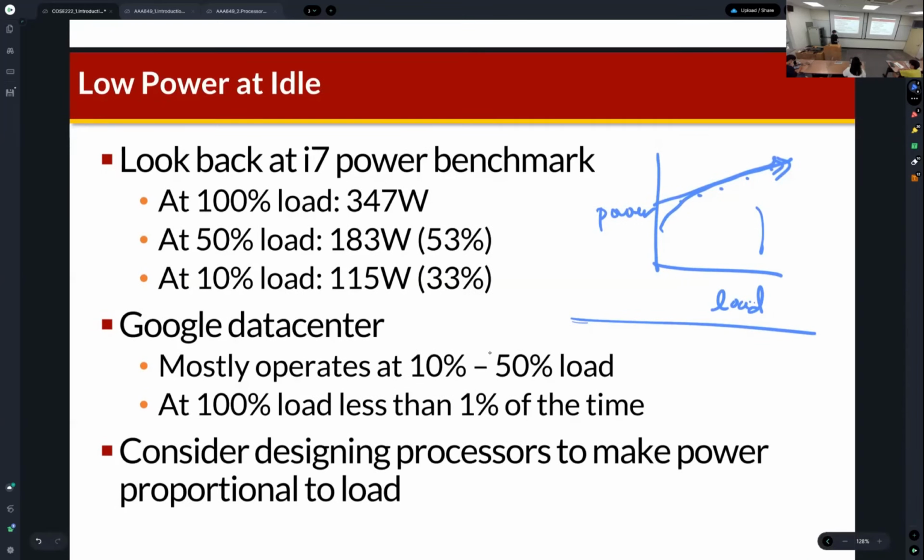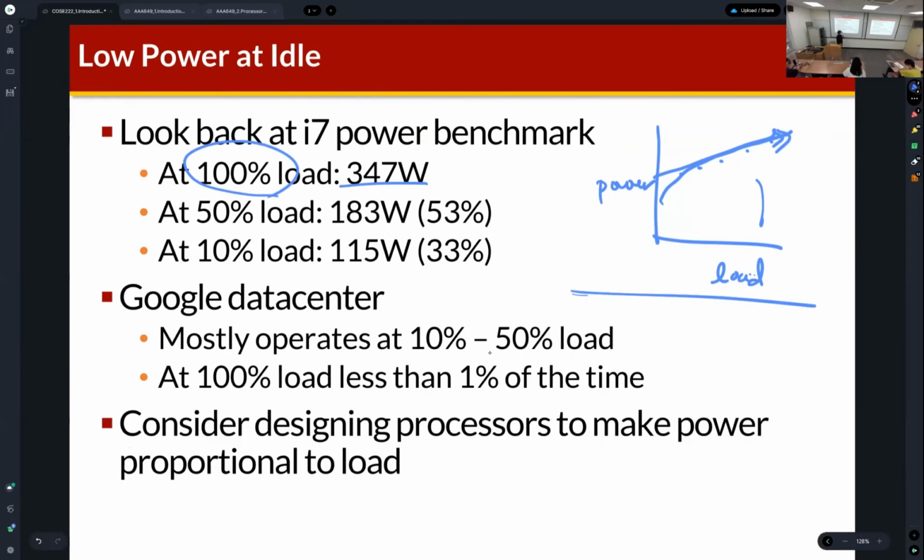That is the power proportional problem in our computer system. So for example, if the 100% of load is our server computer system will consume 347 watts, but if the 10% of load, our computer system will consume 115 watts. So it's not proportional. Even though the amount of workload is reduced to 10%, the power consumption is reduced to 33%, 1/3.